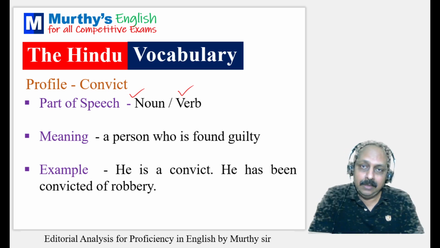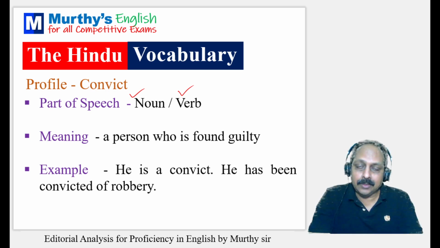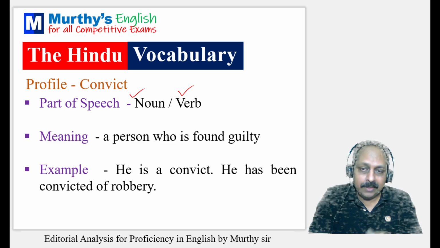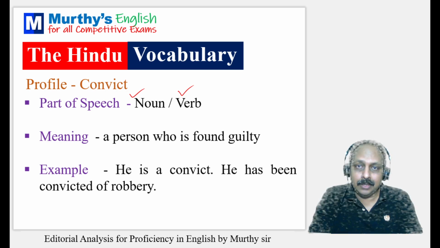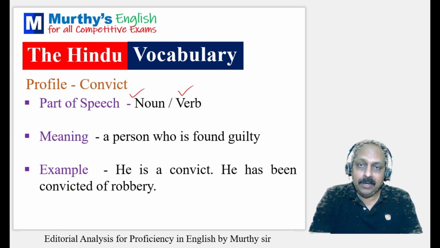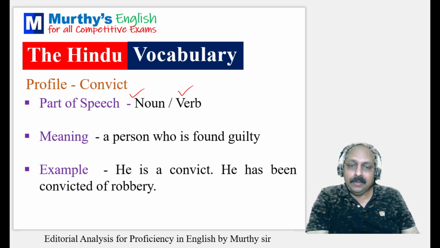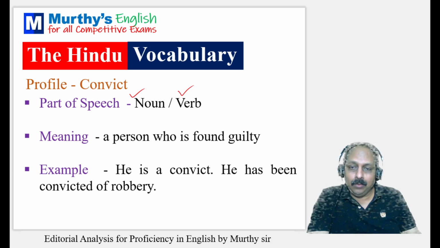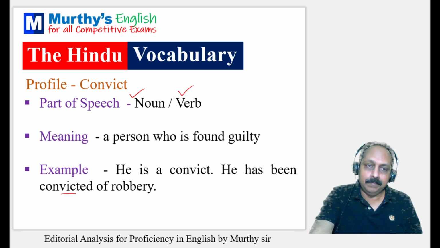The word guilty has two different meanings. One meaning goes with everyday English. It means when you make a mistake, you feel bad, then you use the word guilty. But in this context, as a legal term, guilty means a person who has committed a crime. Example, he is a convict, as a noun. He has been convicted of robbery. Convicted of what? Robbery. Here it has been used as a verb.